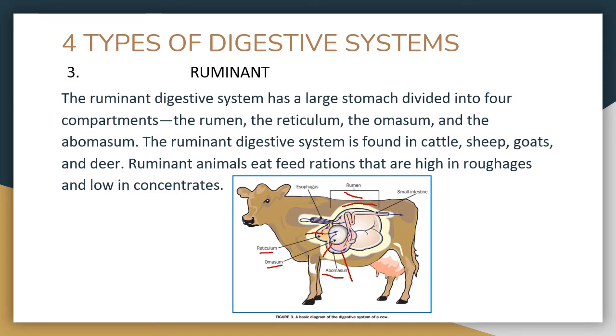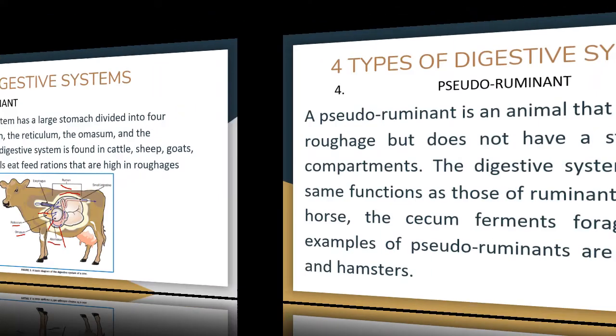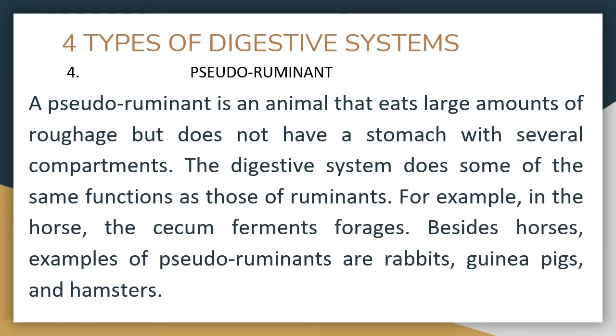The abomasum is the fourth compartment of the stomach. It is referred to as the true stomach because it is similar to the stomach in monogastric animals. Four types. Pseudo-ruminant. A pseudo-ruminant is an animal that eats large amounts of roughage but does not have a stomach with several compartments. The digestive system does some of the same functions as those of ruminants. For example, in the horse, the cecum ferments forages. Besides horses, examples of pseudo-ruminants are rabbits, guinea pigs, and hamsters.